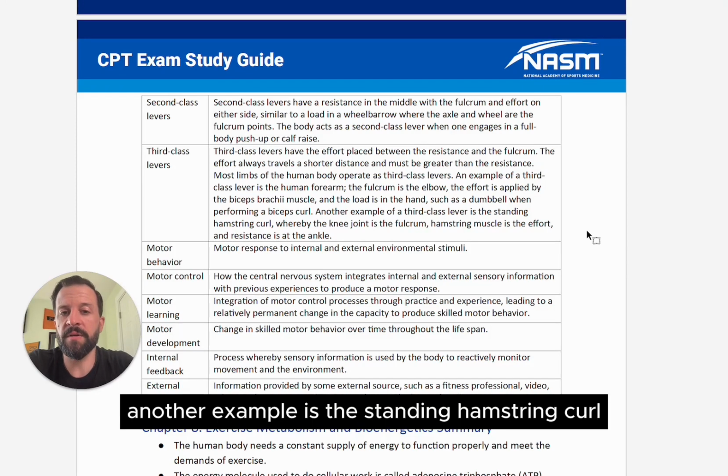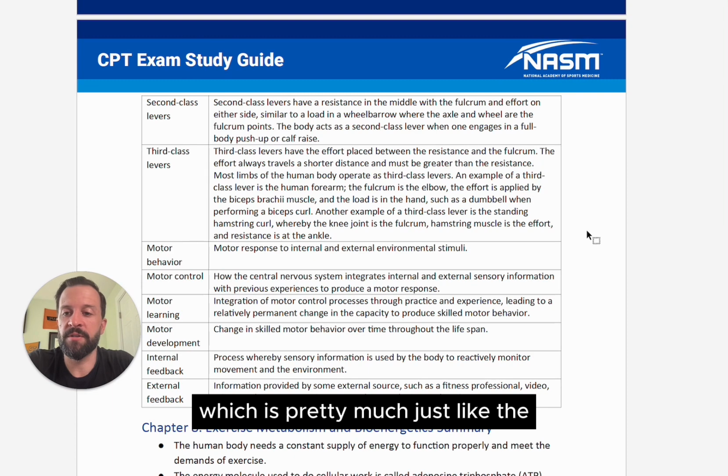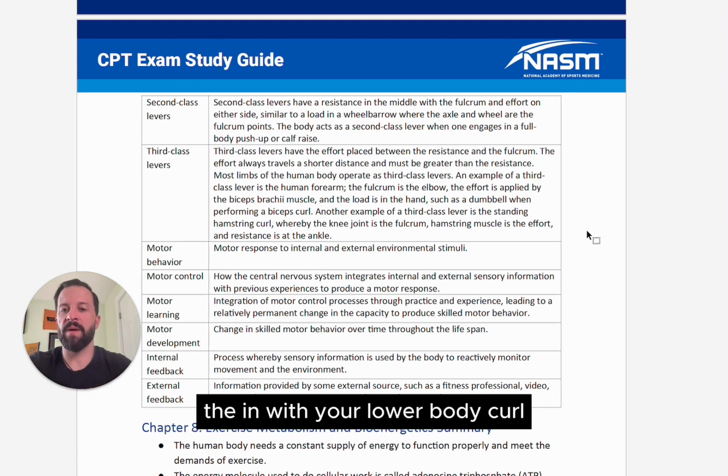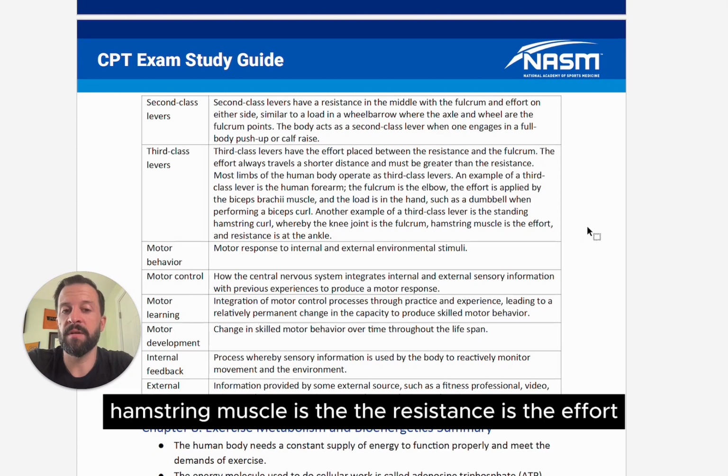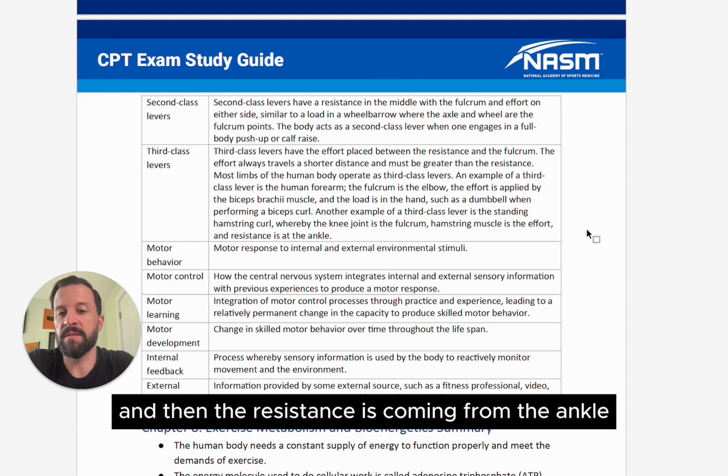Another example is the standing hamstring curl, which is pretty much your lower body curl, whereby the knee joint is the fulcrum, the hamstring muscle is the effort, and then the resistance is coming from the ankle.